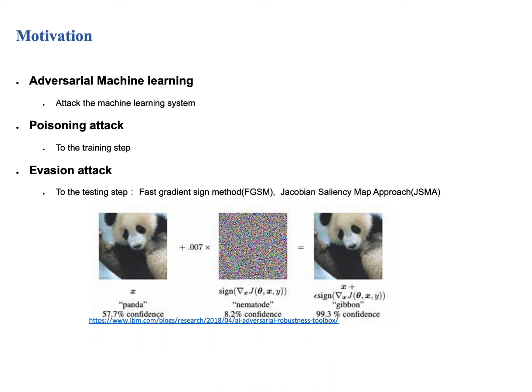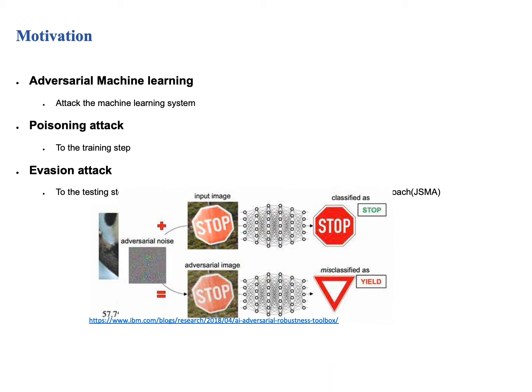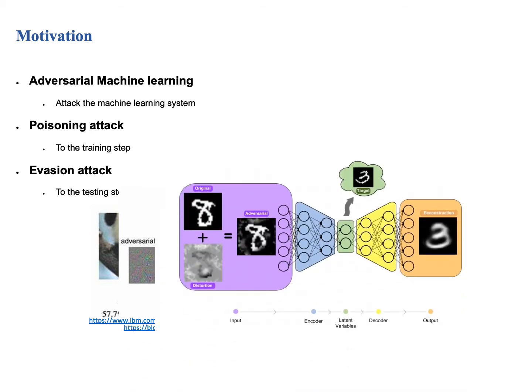We also have this example which misclassified a stop sign as a yield sign, which means that we don't need to stop. And we can also make the classifier make a mistake if we add some adversarial noise to the number 8, which could be classified as the number 3.